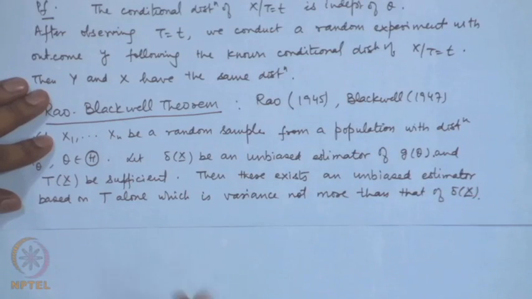Now, this is a very significant statement. In a given problem, if I have a sufficient statistic, then I can always base our unbiased estimators on that statistic, so that I will do better than if I do not base it. That means, I will be utilizing the full information in the sample for making my statistical inference. The proof is in fact not very difficult.